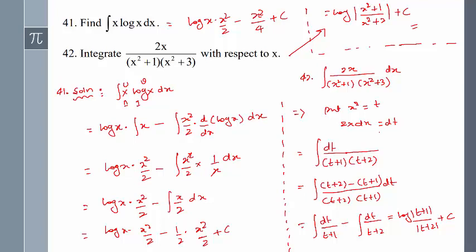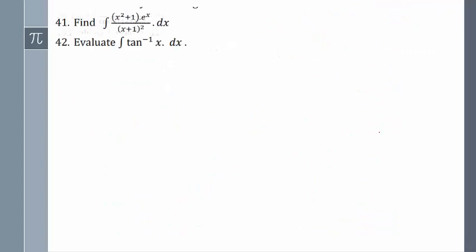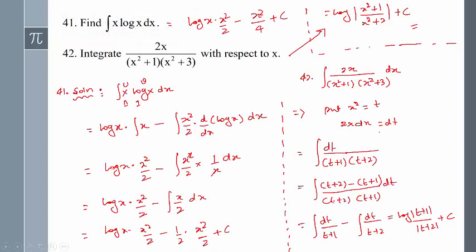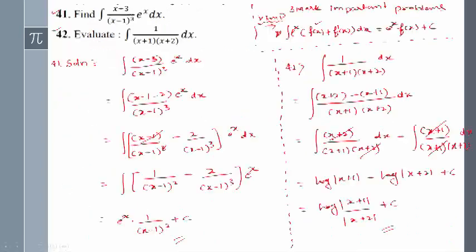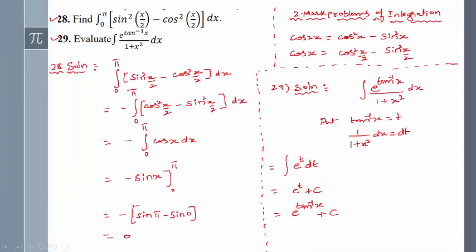So in the next class or in the next video, I will go with these two and these two problems. I think now I have solved some two model question papers, and from that if you have any doubts you can put in the comment box.